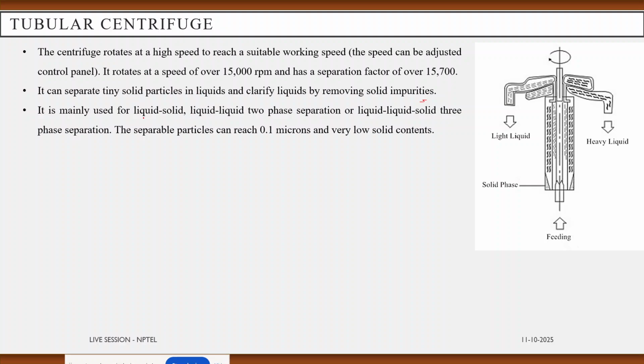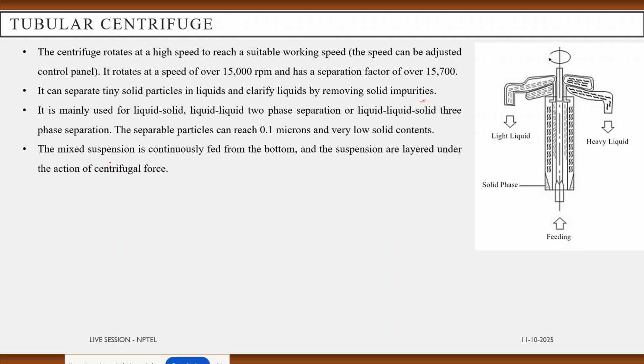This tubular centrifuge is mainly used for liquid-solid and liquid-liquid two phase separation, and in most other cases it also works with liquid-liquid and solid, that is a three phase separation process. The separable particles can reach up to 0.1 micron with very low solid contents. Here the mixed suspension is continuously fed from the bottom, and the suspensions are layered under the action of centrifugal force.